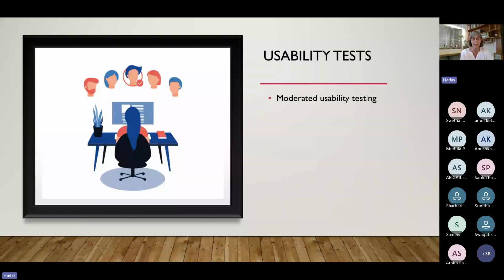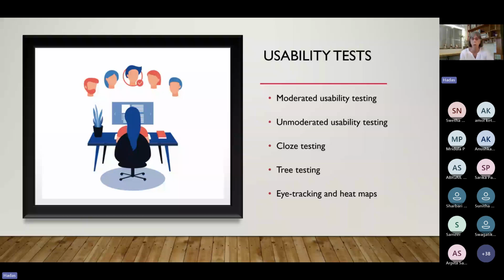Then you have unmoderated tests where they do them on their own and the screen and the behavior are recorded. In these tests, users fill in missing words to evaluate the clarity of the text. This is more based on information architecture. And then, of course, you have eye tracking and heat maps, showing where users focus or miss critical messages or locations in the UI.